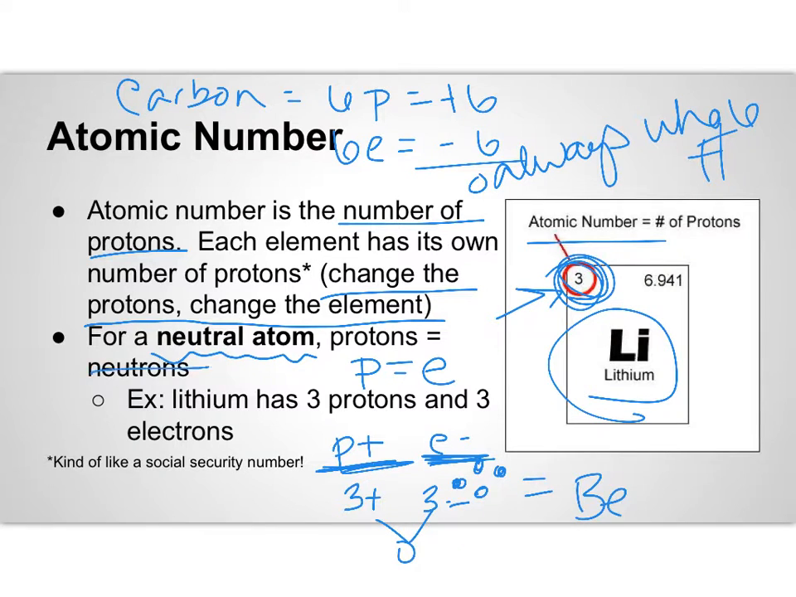And there's a typo here. That should not say neutrons. That should say electrons. I missed that. I'm sorry. Please make sure your notes say the correct thing. That's embarrassing.